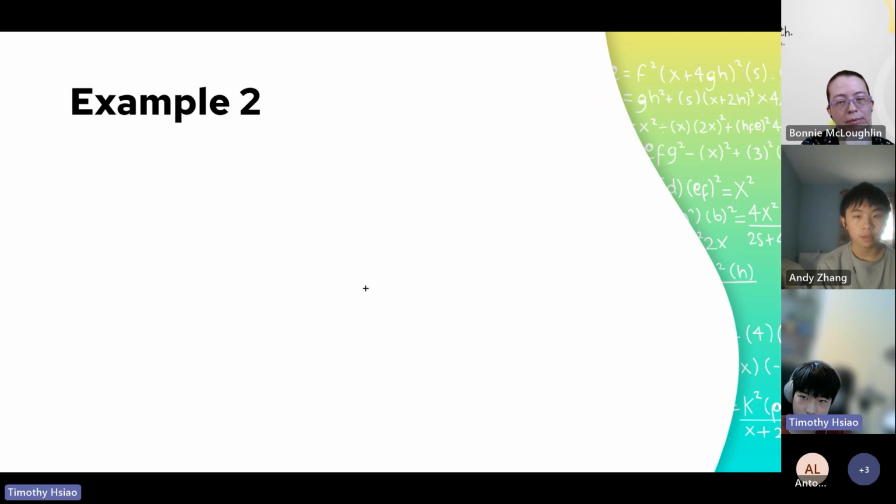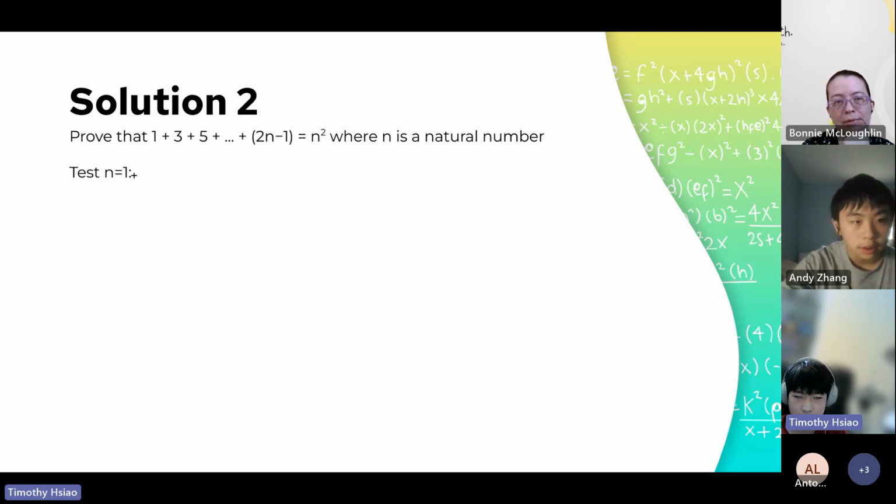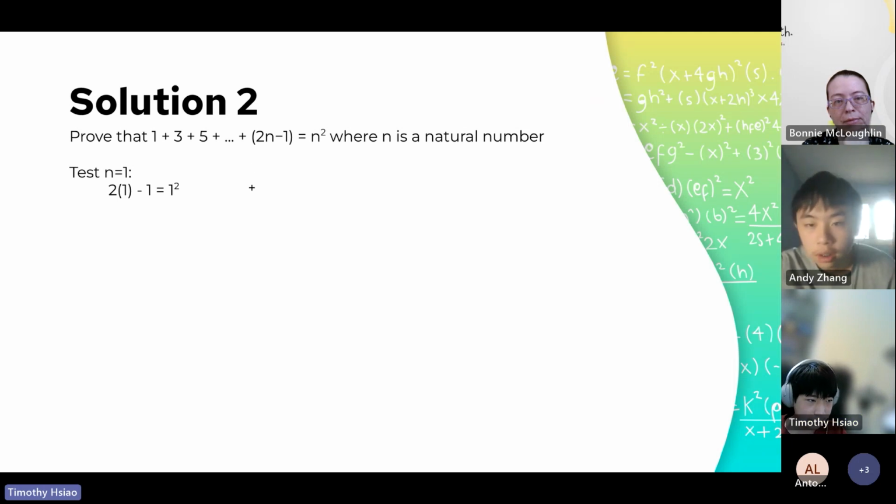So here's our second example. It's a bit different. We're going to prove that 1 + 3 + 5 + so on and so forth + (2n - 1) is equal to n squared, where n is a natural number. Last time we used whole numbers, which had a base case of 0, but this time we're going to use natural numbers, which has a base case of 1. So we're going to test that.